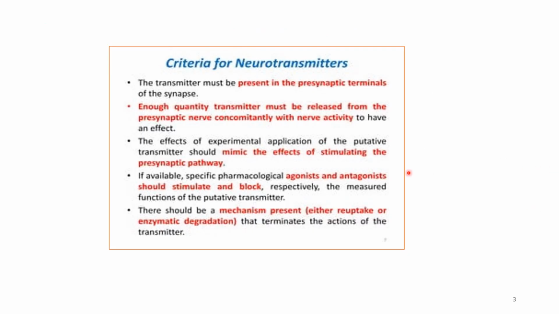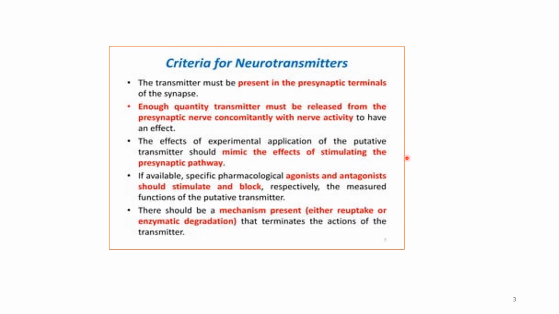So, criteria for a neurotransmitter. A chemical substance to be called a neurotransmitter should fulfill the following criteria. The transmitter must be present in the presynaptic terminals at the synapse level. Next, enough quantity of transmitter must be released from the presynaptic nerve concomitantly with nerve activity to have an effect. So enough quantity of neurotransmitter should be released upon activation of the presynaptic neuron.